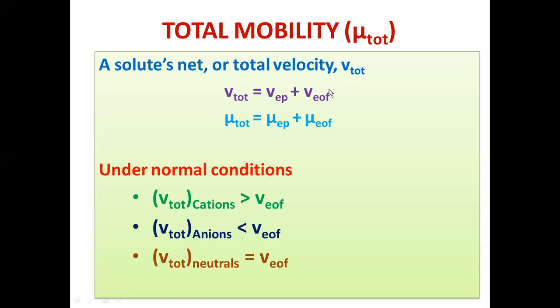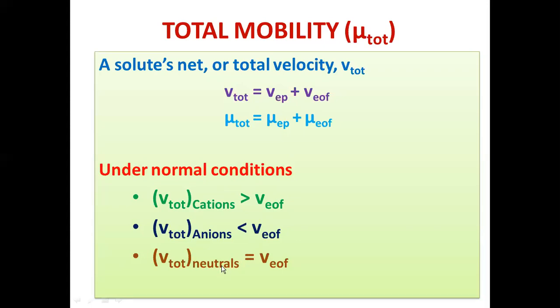Okay. So for cations, the total velocity will be more, and it is more than the electro-osmotic flow. Therefore, they are eluted first. Cations will be eluted first. The total velocity of anions will be less than the electro-osmotic velocity. Therefore, they will elute at last.